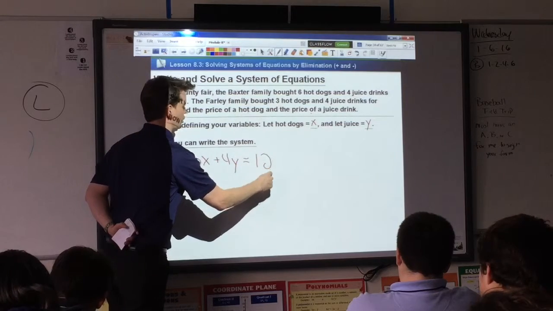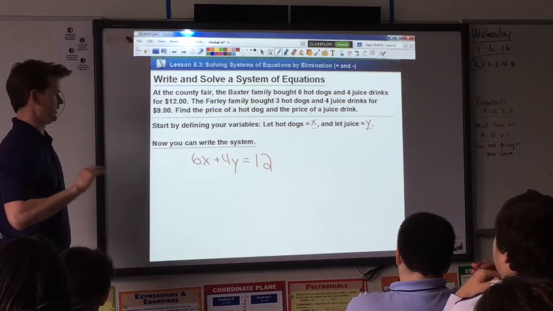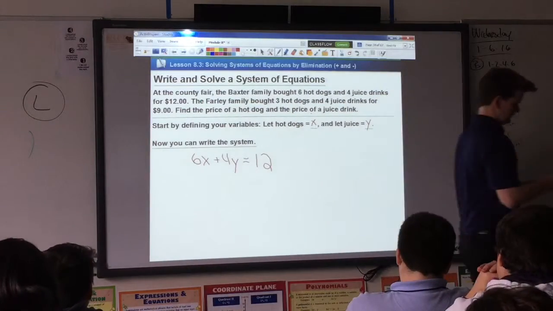Equals $12, or it's a whole dollar amount. We can just write 12, right? 12.00 same as 12. So we'll write that. Good job. That's my Baxter family. Now that I got the Baxter family out the way, let me just go on going.